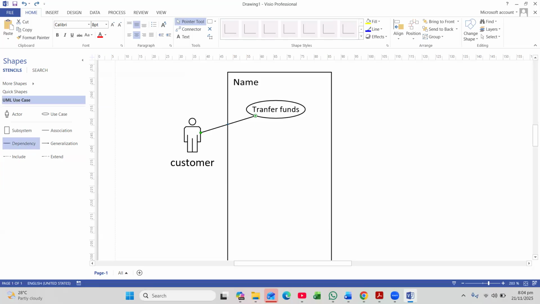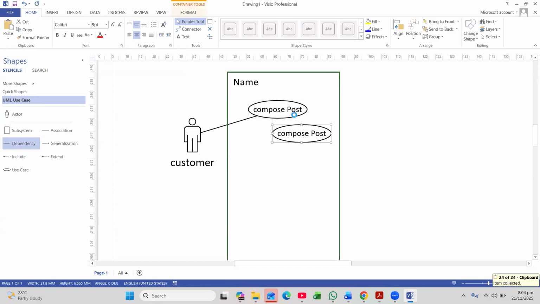Another kind of relationship is an include relationship. For example, in here, let me say that the person is going to compose a post. So I'm building a social media application. And when the person gets here, he will compose a post. Now, when you compose a post, you have to add a picture. So here you add a picture. Let me copy this, paste it, so that here I'll have add image, which sounds better.